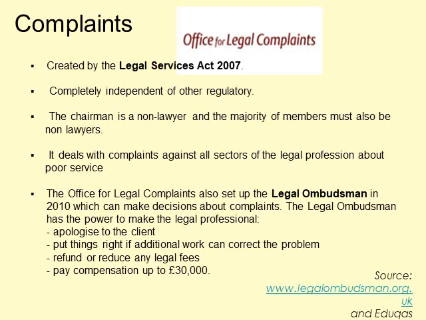The Legal Ombudsman has the power to make legal professionals apologise to their clients, put things right if additional work can correct the problem, refund or reduce legal fees, and pay compensation of up to £30,000. The negative with the Legal Ombudsman is that it can be quite tricky to lodge a complaint. There's quite a strict time limit after the issue has happened for you to lodge the complaint, and you must have already exhausted any other complaints procedures, within the firm for example, before you can approach the Legal Ombudsman. So the combination of having to exhaust all your other complaints routes and lodging your complaint in time can mean that not everybody is able to complain when they ought to be.